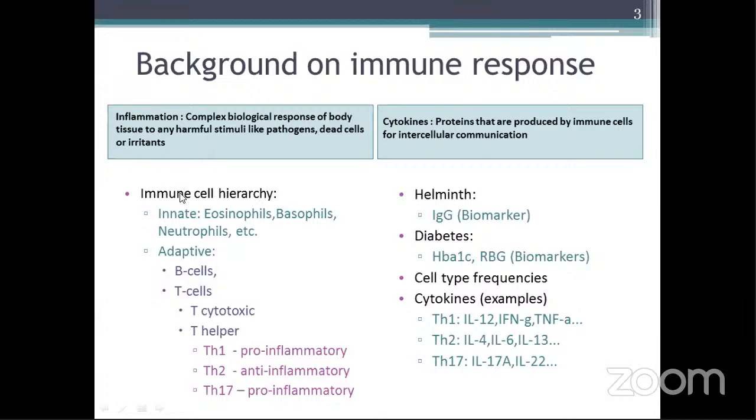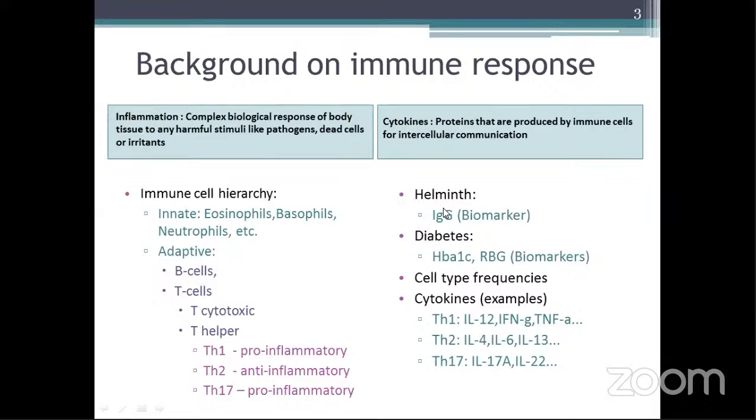Immune cells can be classified depending on the type of immune system. If the immune response is innate, then cells like eosinophils, basophils, neutrophils, or macrophages are involved. If it is an adaptive immune response, we have cells like B cells and T cells, and within T cells, we have T cytotoxic and T helper cells. In this talk, we will primarily focus on the T helper cells: Th1 and Th17, which are primarily involved in the pro-inflammatory immune response, whereas Th2 cells are majorly involved in the anti-inflammatory response.